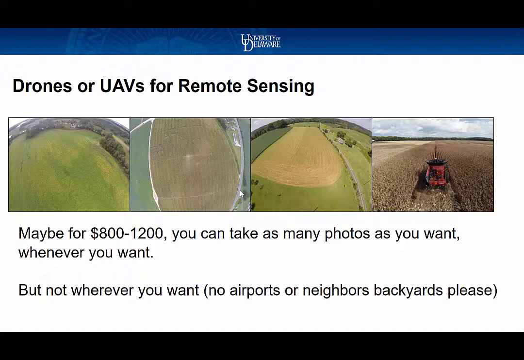All this imagery from drones can be taken whenever you want, not wherever you want, but whenever you want, and get an idea of monitoring during the season on your time scale and on the resolution you want. And for about $800 to $1,200 in most cases, you can get a very simple drone, and you don't need NDVI to go out there and look at what's going on in these fields.